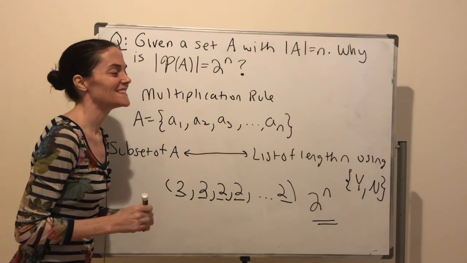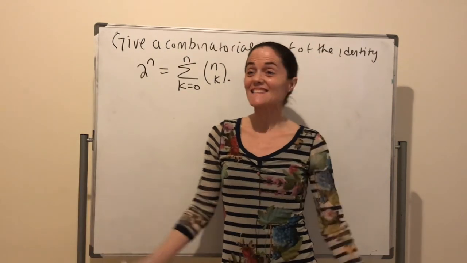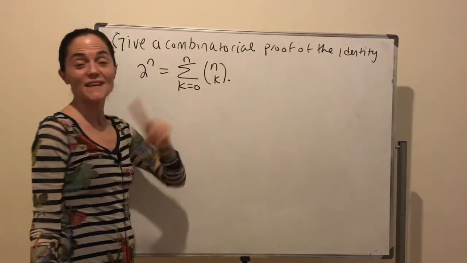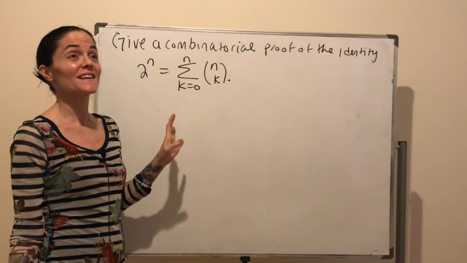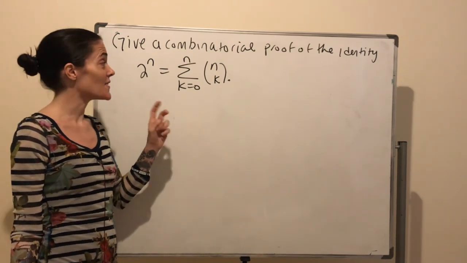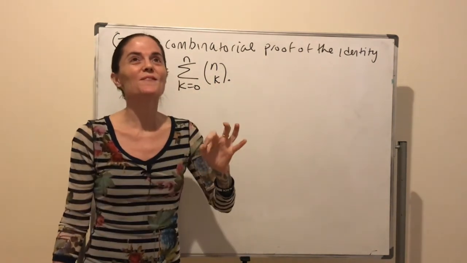Now, let's get into some combinatorial proofs. Here is our first. Well, first of all, we have proved this. We used binomial theorem in the very last lesson. But I want to prove this another way, and that's involving a combinatorial proof. What is a combinatorial proof?